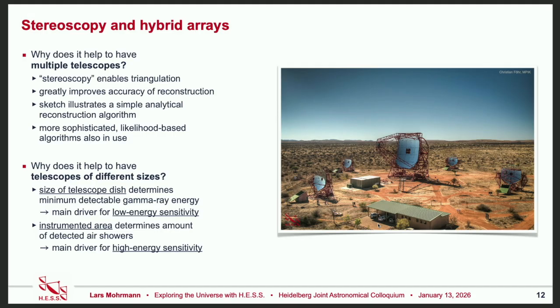So that's the main driver for the low energy sensitivity. Whereas the total instrumented area basically on the ground is what determines how many of these extensive air showers you will be able to detect. So it's the main driver for the high energy sensitivity. So if you want to have low energy sensitivity, you build a big telescope. If you want to have high energy sensitivity, you build many small telescopes and spread them over a larger area. And if you want to cover an energy range that's as large as possible, then you put telescopes of different sizes.